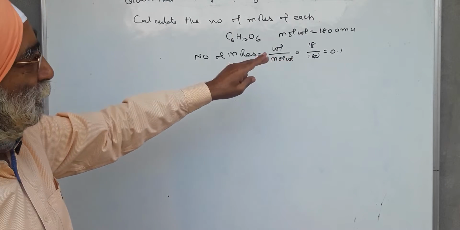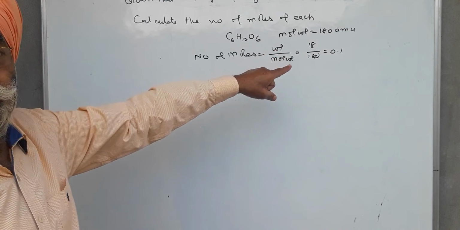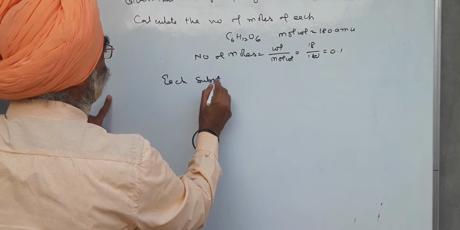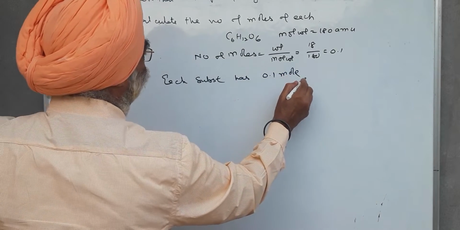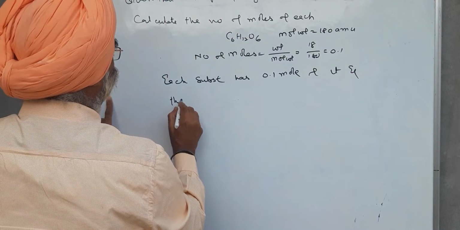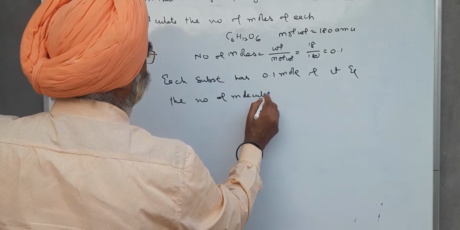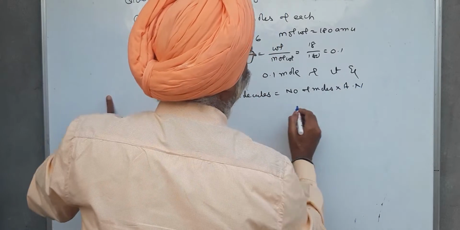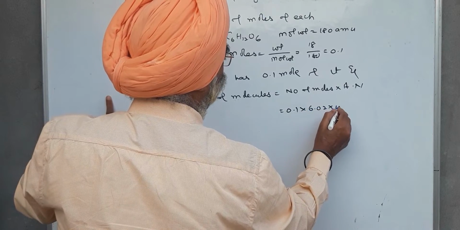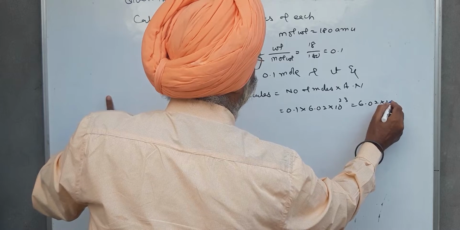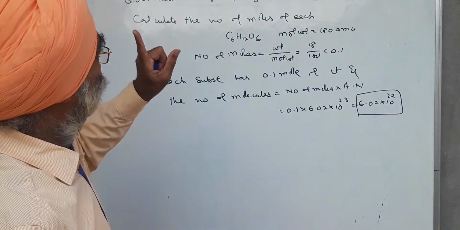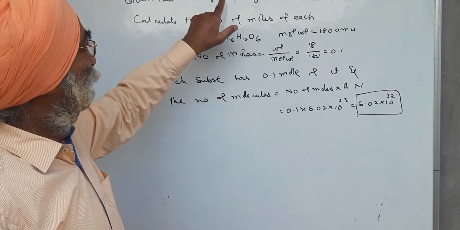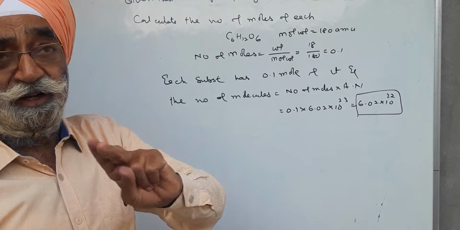And how many molecules? Avogadro's number multiplied by the number of moles gives the number of molecules. Each substance has 0.1 mole of it, and the number of molecules is equal to number of moles into Avogadro's number, 0.1 into 6.02 into 10 raised to the power 23, which is 6.02 into 10 raised to the power 22. This is the answer. This amount of glucose has this number of molecules. This amount of fructose has this number of molecules. This amount of mannose has this number of molecules, identical.